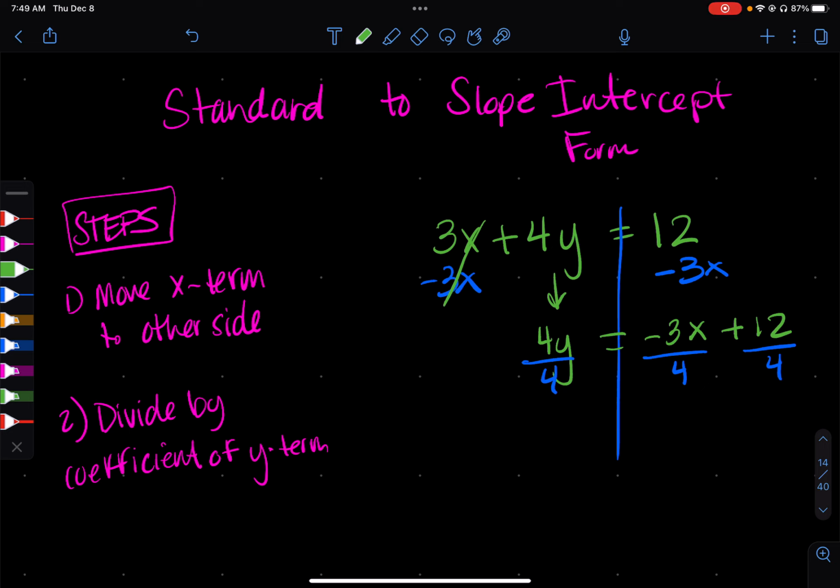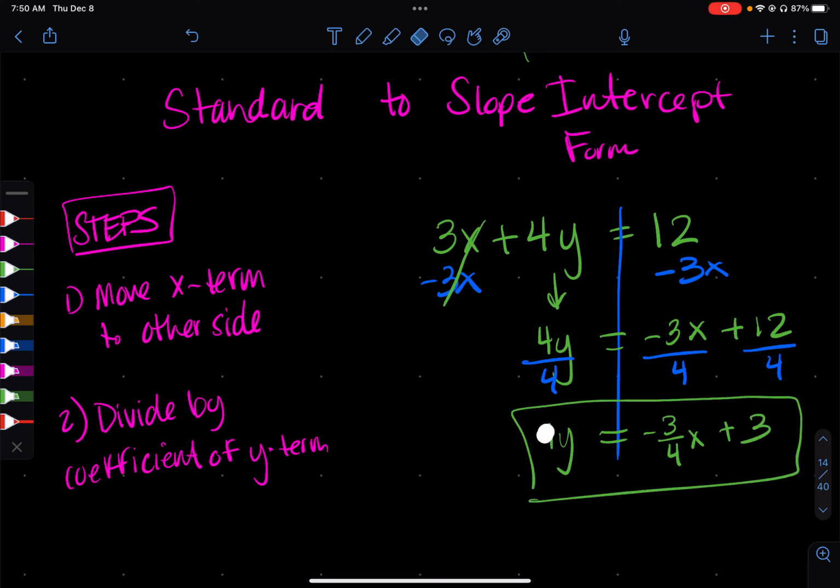So 4 divided by 4 is 1, so now we have 1y, or we just have y. And then if we can't reduce this fraction right here, if we can't reduce it, we leave it as a fraction. Negative 3 over 4, it doesn't reduce. If you don't know, plug in the calculator, alpha y equals, and then see if it reduces for you. This actually just stays negative 3 over 4x. And then 12 over 4 does reduce, and that is actually positive 3. And bam, right there. Let me erase this 1y.